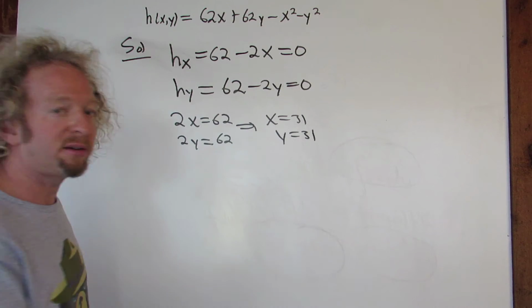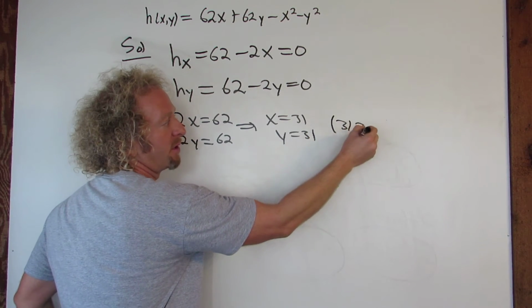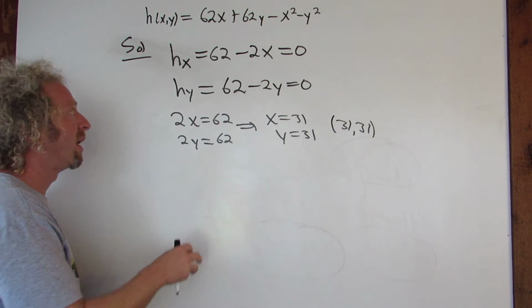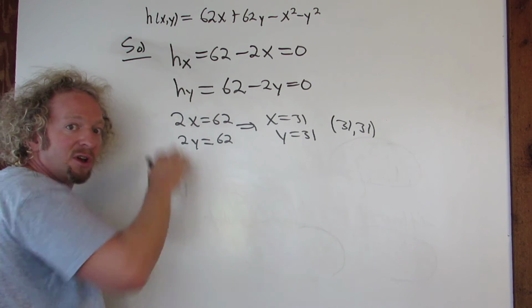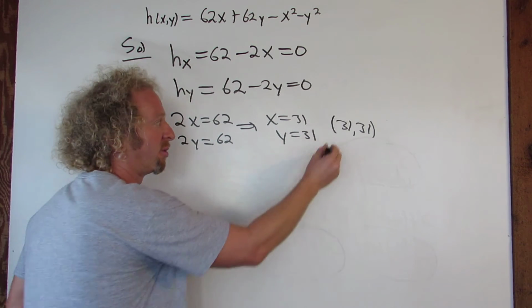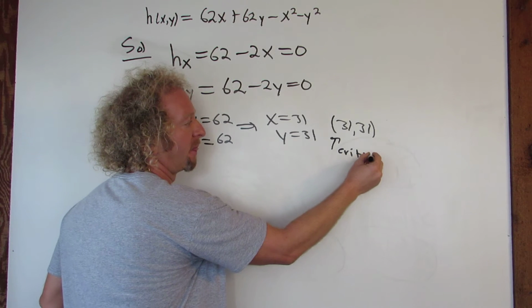So this ordered pair, 31 comma 31, is a point in the domain of the original function where both partial first derivatives are equal to 0 at the same time. So this is actually called a critical point.